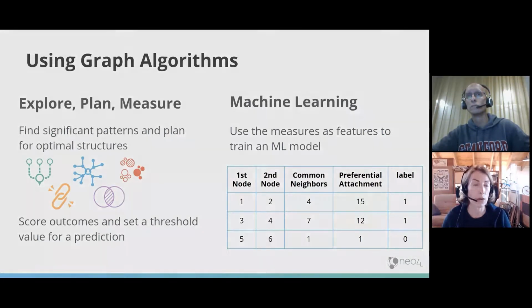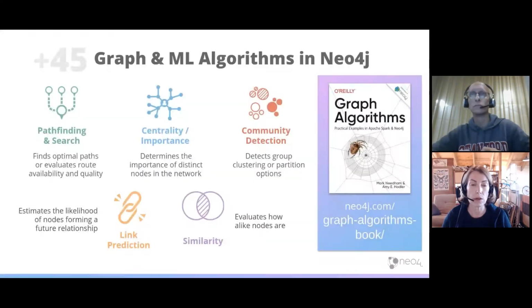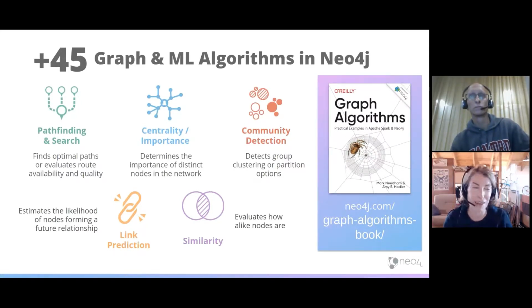And the Neo4j graph algorithm library, we've got quite a few algorithms. If you haven't read the graph algorithms book yet, it's a great way to get started on it. You can get a free download from Neo4j. We've got over 45 graph algorithms. I keep updating that number because every time I turn around, somebody like Mark or others on the team have added more. But they generally fall into 5 categories.